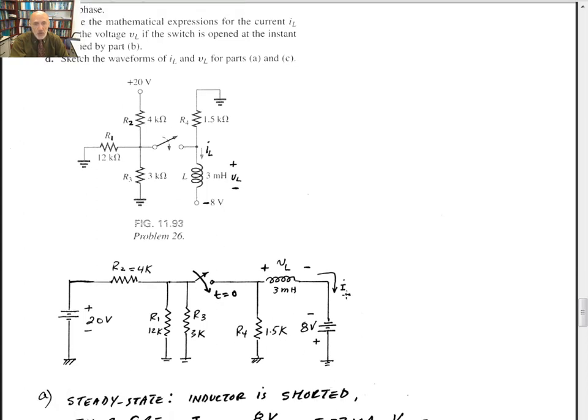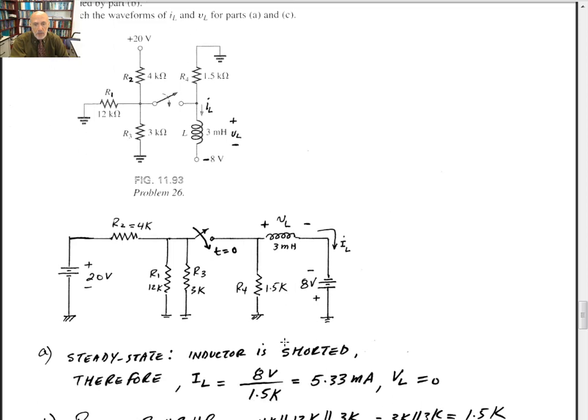So before the switching, everything is steady state. This acts like a short circuit. So you got plus minus 8 volts across R4. So that will give you initial current to the inductor at a steady state. That gives you 8 volts divided by 1.5K is 5.33 milliamps. And the voltage across the inductor is 0 before the switching.